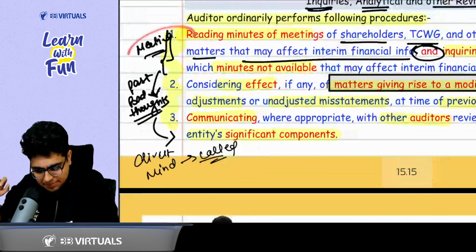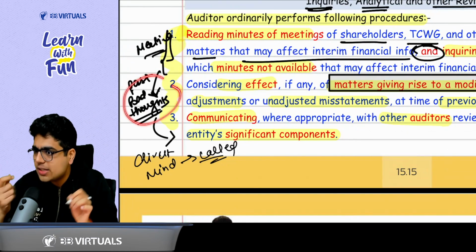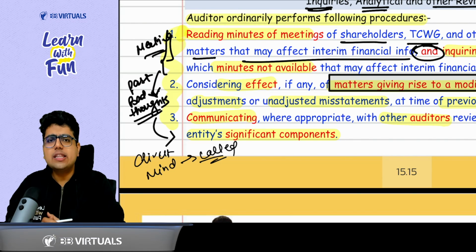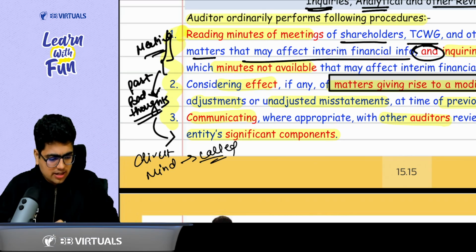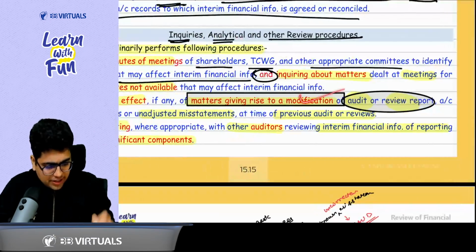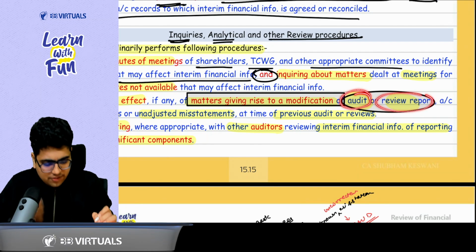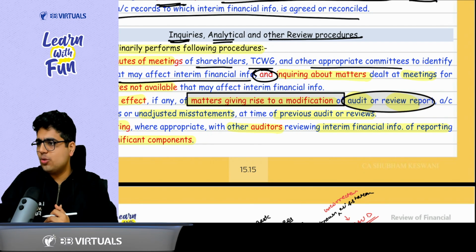While he was reading the minutes, past bad thoughts came to his mind. Sir, what were the past bad thoughts? Matters giving rise to modification. Matters giving rise to modified opinion in the audit or review reports of the previous audit or review.